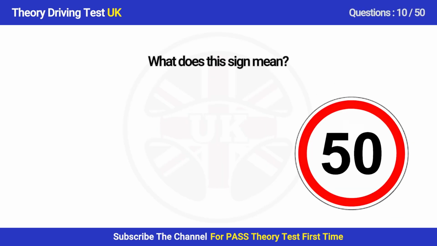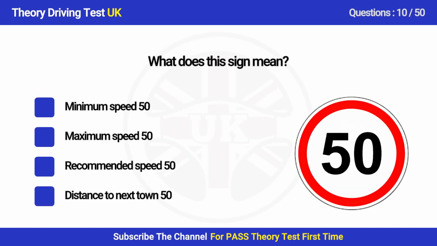Question 10. What does this sign mean? A. Minimum speed 50. B. Maximum speed 50. C. Recommended speed 50. D. Distance to next town 50.